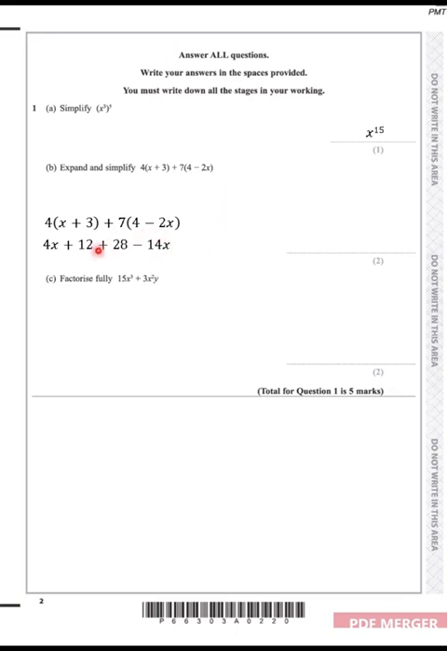Now collect the like terms together and simplify. 12 plus 28 is equal to 40. 4x minus 14x is equal to minus 10x. So 40 minus 10x.